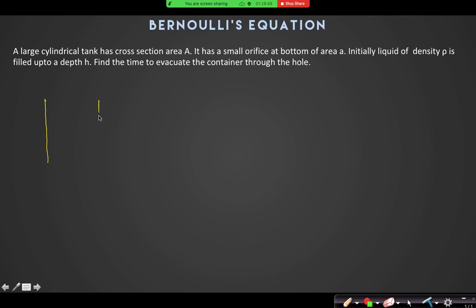Let us assume this is your container and there is the hole at the bottom. Liquid is here. At a certain instant, the liquid level is y, measured from the bottom. So what is the velocity of efflux? Root 2gy. If this area is capital A and the area of cross section of the hole is small a, from continuity what can we say?